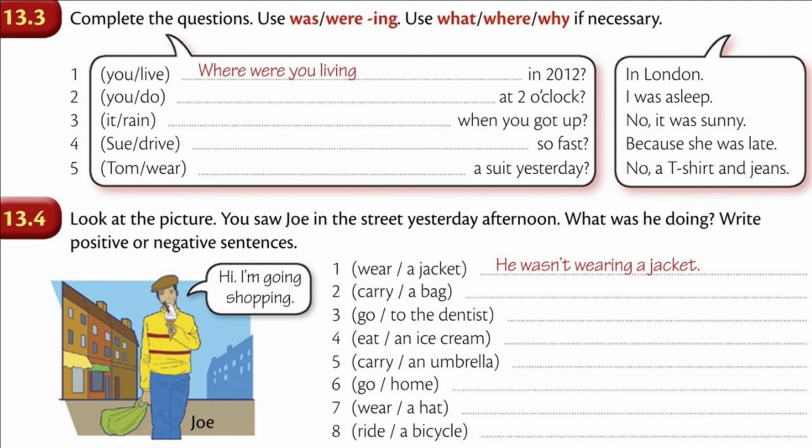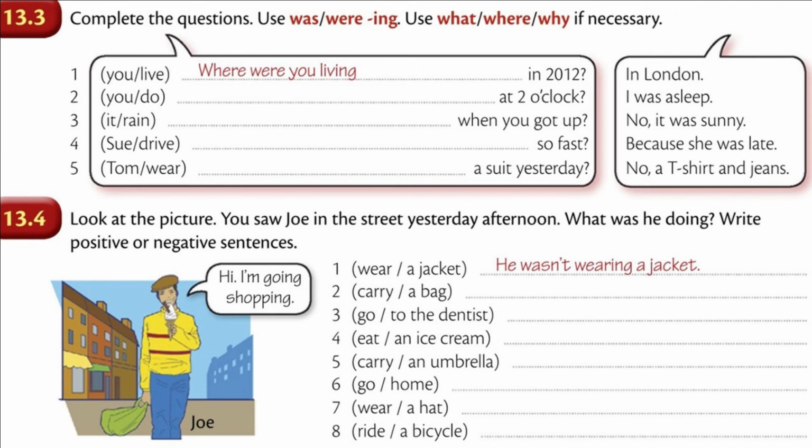13.4. Look at the picture. You saw Joe in the street yesterday afternoon. What was he doing? Write positive or negative sentences. Number 1. Wear a jacket. He wasn't wearing a jacket. Number 2. Carry a bag. He was carrying a bag.